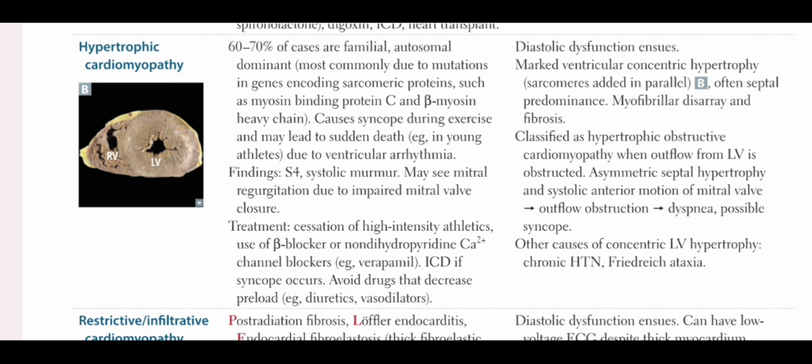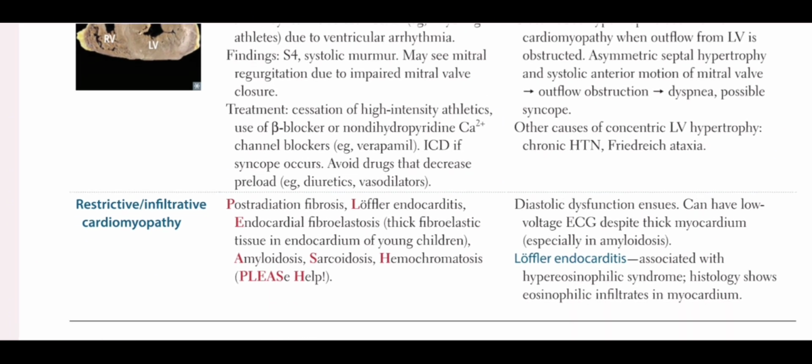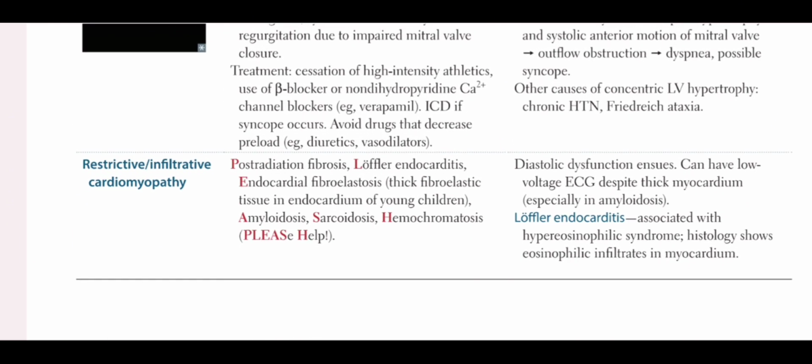It is known as hypertrophic obstructive cardiomyopathy because the outflow from the left ventricle is obstructed due to contraction of the heart. The asymmetric septal hypertrophy and systolic anterior motion of the mitral valve results in outflow obstruction, and this may cause dyspnea and possible syncope. The other causes of concentric left ventricular hypertrophy include chronic hypertension and static ataxia.